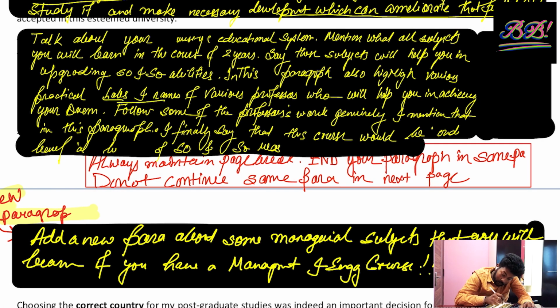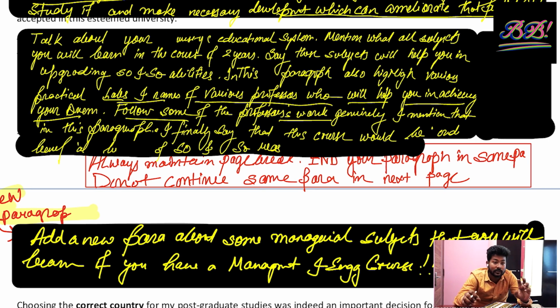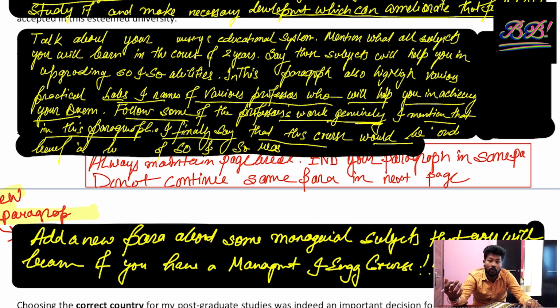So talk about the lab and the names of various professors who will help you in achieving your dreams. Follow some of the professors' work genuinely. Okay, don't just go to their website and pick up a few names and put them in your letter of motivation. It is very bad. So genuinely you have to research those things and mention them in these paragraphs. And finally say that this course will help you in upscaling yourself in so and so aspects.